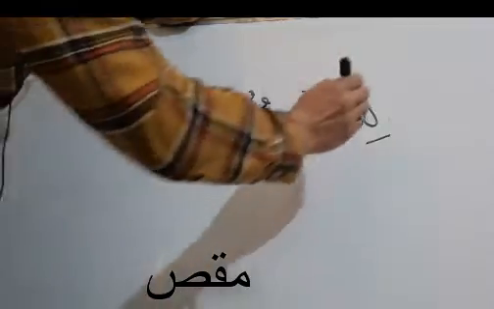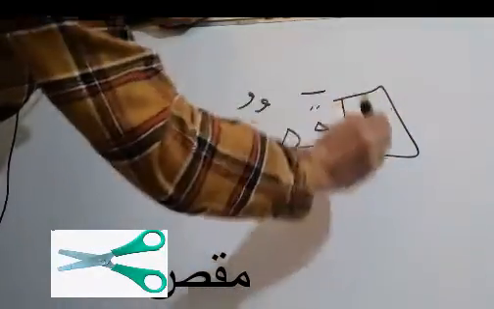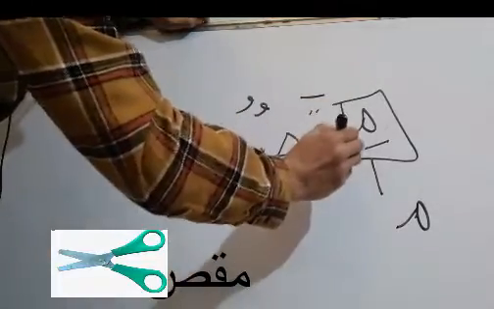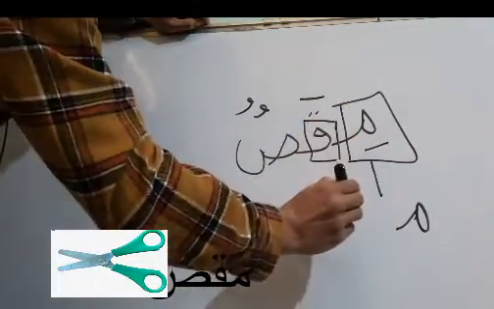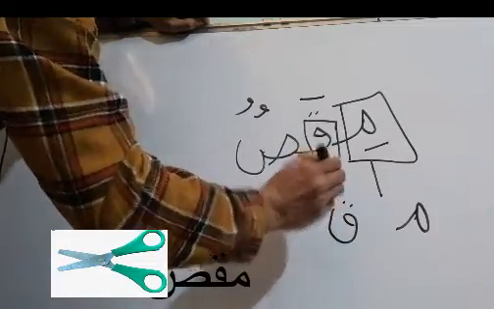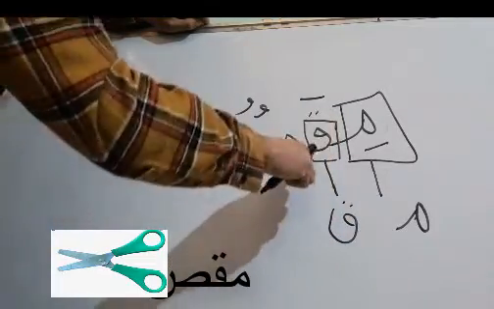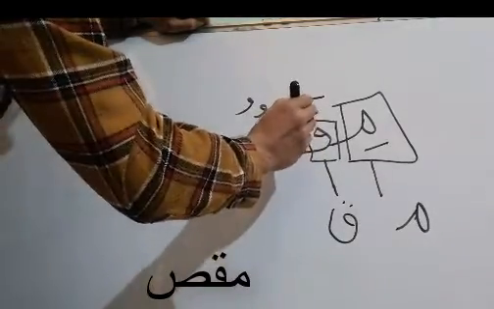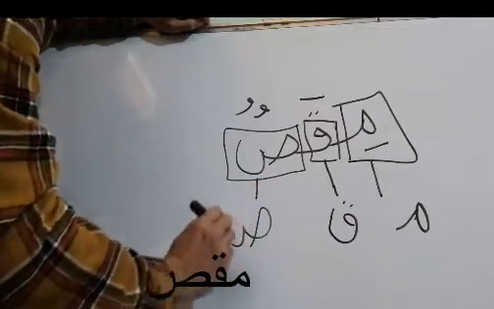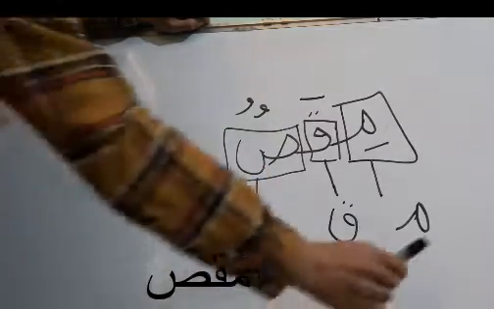ميقصن. This is ميم. ميم. This is قاف. قاف. It's in the middle of the word. قاف. And this is صاد. صاد. It's at the end of the word.